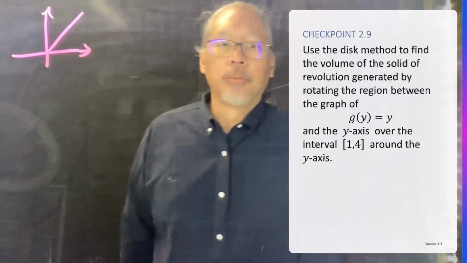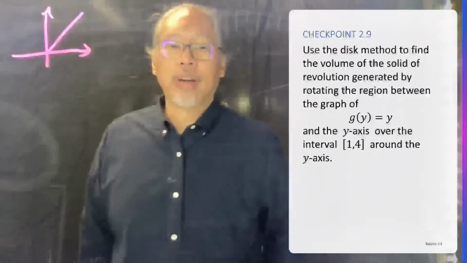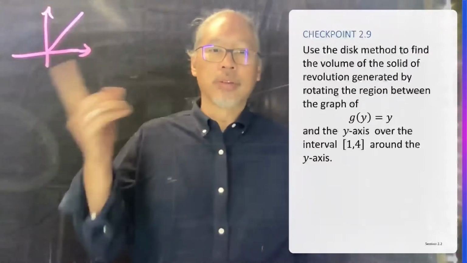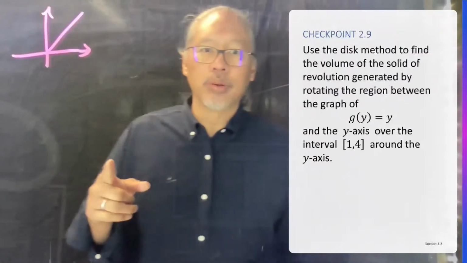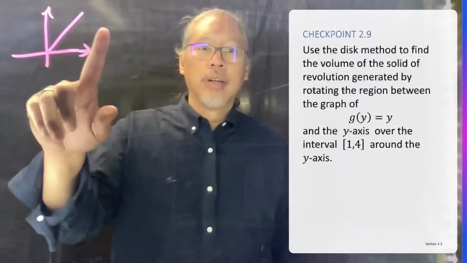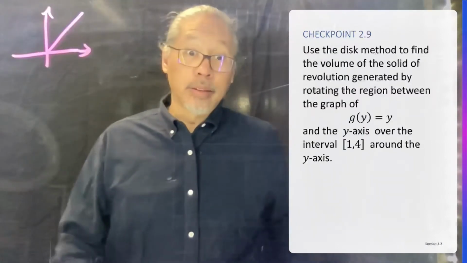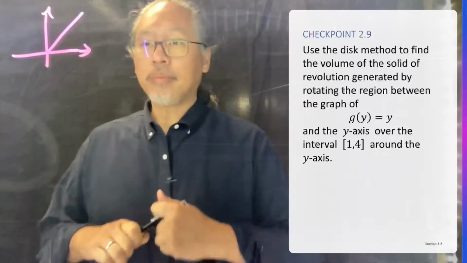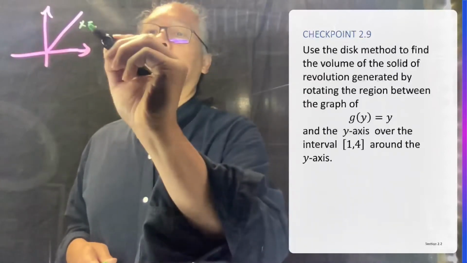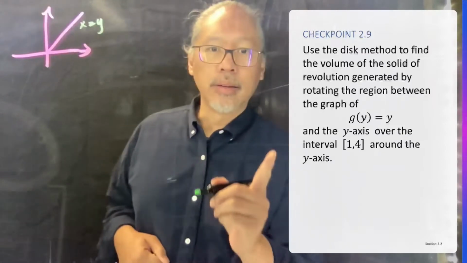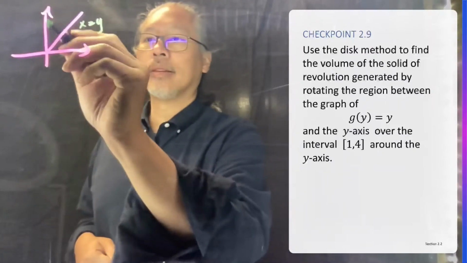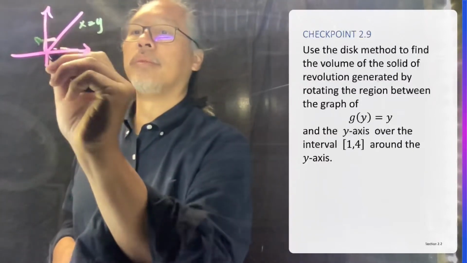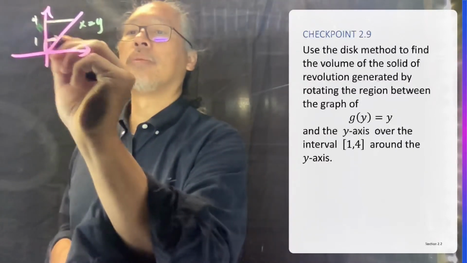Hi, this is checkpoint 2.9 from section 2.2. They want us to use this method to find the volume of the solid of revolution generated by rotating the region between the graph y = x, or x = y, that's basically what that is, and the y-axis, over the interval from 1 to 4.